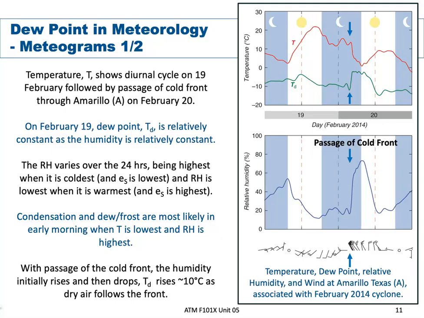On the 20th of February, the temperature does not fall during the night. This is due to the presence of clouds and humidity associated with the front. The dew point rises with the passage of the front. We also see that the winds change direction abruptly from southwesterly to northwesterly as the front passes over Amarillo.